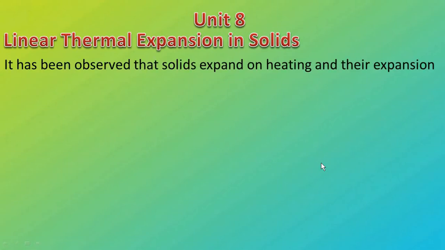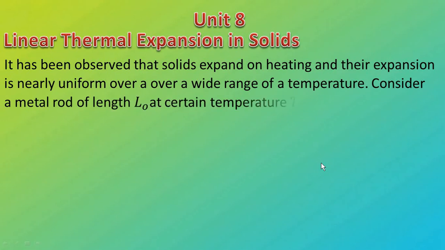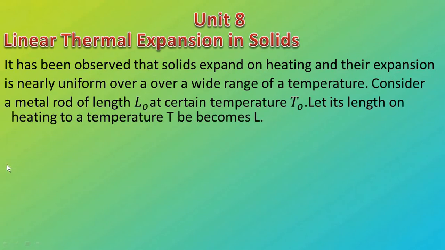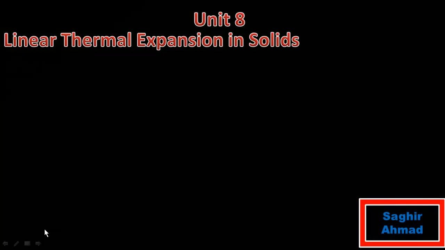It has been observed that solids expand on heating and their expansion is nearly uniform over a wide range of temperature. Consider a metal rod of length L0, meaning L original, at a certain temperature T naught. This is O, not zero, meaning original temperature, and we call it T naught. Let its length on heating to a temperature T become L. Now we are discussing its mathematical form.